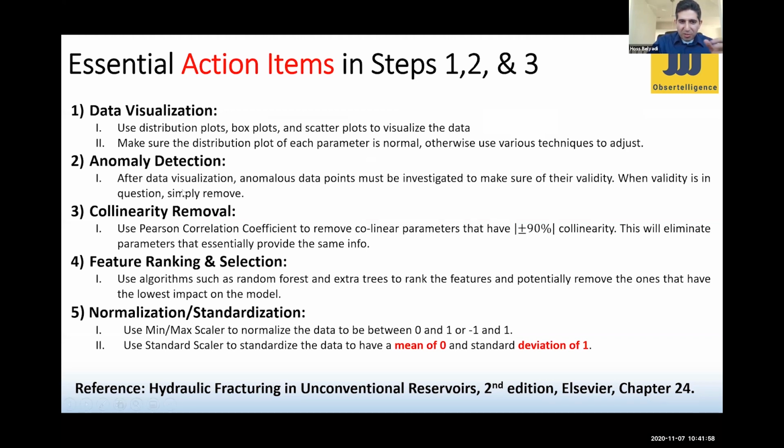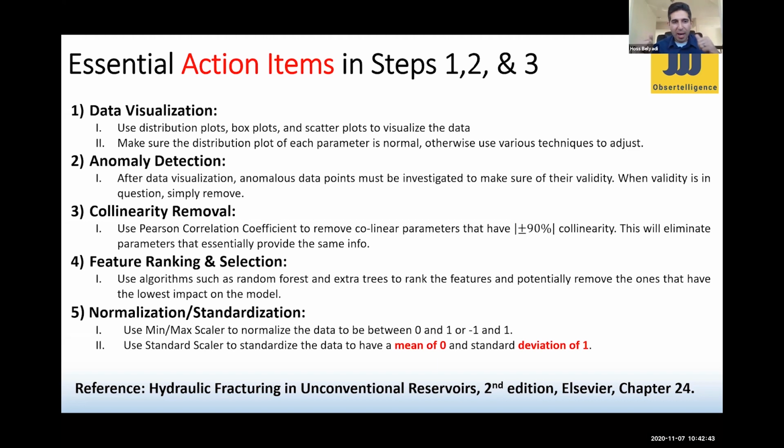Within steps two and three, you have different things that you ought to do. One is data visualization. You first want to go and visualize your data to see what you have, to see what kind of distribution each data has, to see if your data has outliers or bad data points. You want to remove those from your analysis, otherwise your model will be skewed. So data visualization is extremely important. When I talk about data visualizations, I'm talking about simple plots like distribution plots, box plots, and scatter plots, just to make sure you don't have any anomalous points.